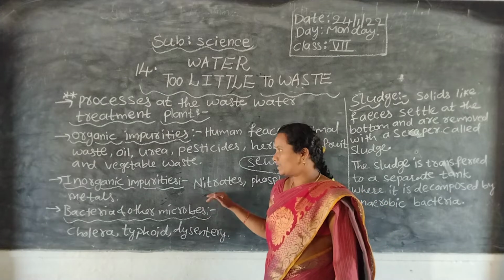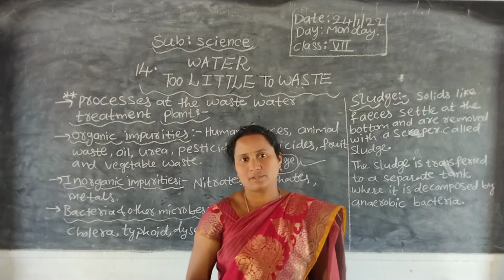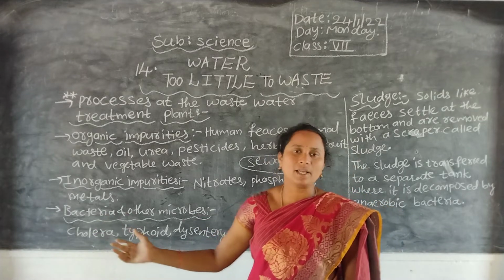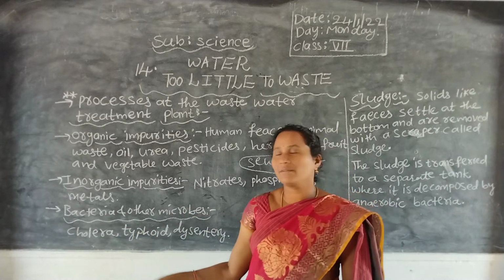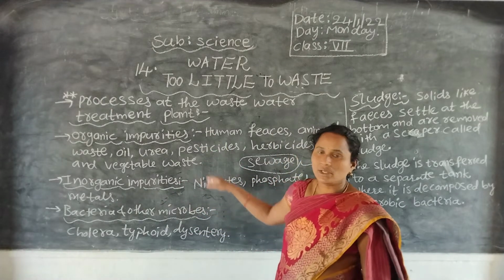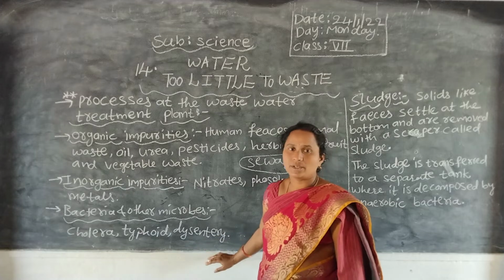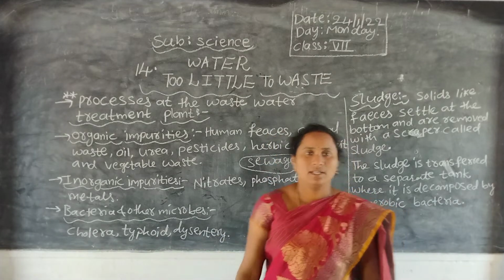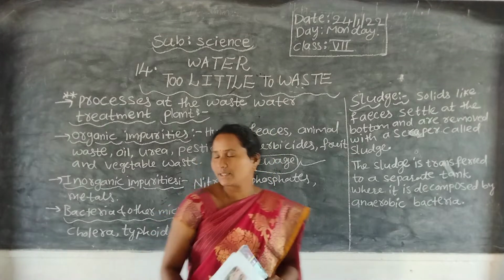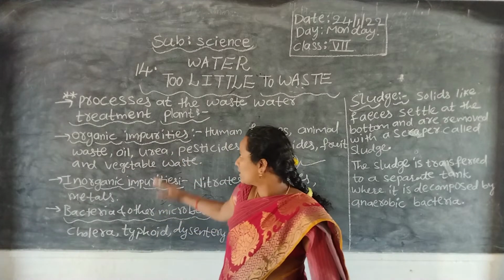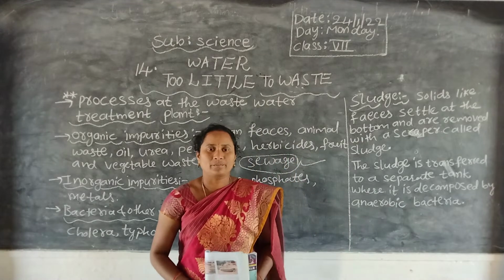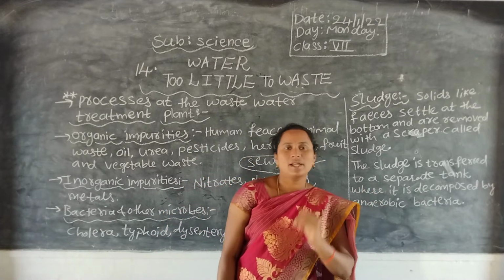To decrease this, we have to follow some safety measures. When we send this water to different water sources, we have to minimize these impurities. To minimize these impurities, what steps do we follow? See in this lesson. This wastewater contains all types of materials: organic impurities, inorganic impurities, bacteria and other microbes. This water is sent to the drainage system.